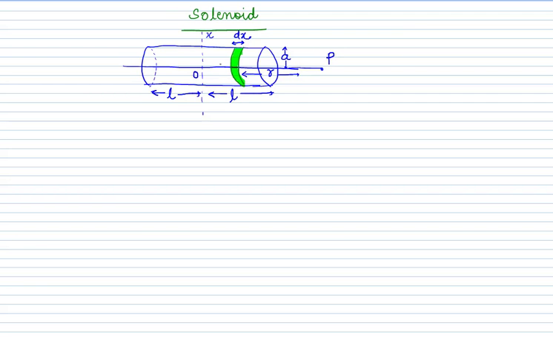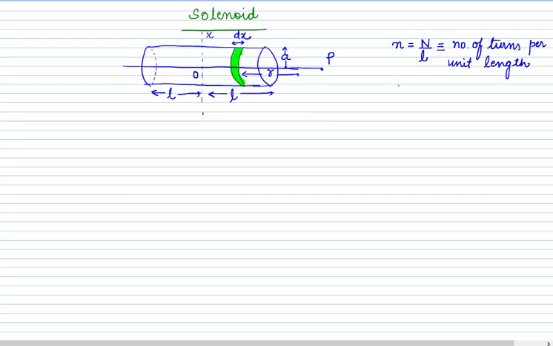Say this is a hollow cylinder and a number of wires are wrapped around it. Take small n as the number of turns per unit length. That means small n is equal to capital N upon L. Here L is the total length of the wire and N is the total turns. So small n is the number of turns per unit length of wire, and the radius that is given is small a.